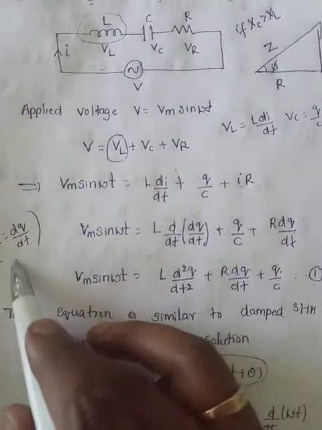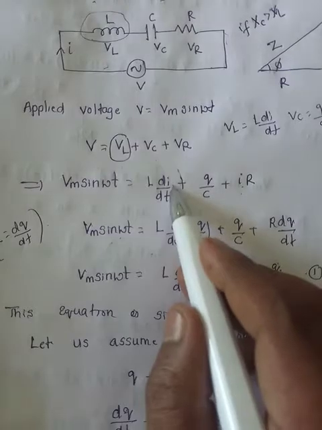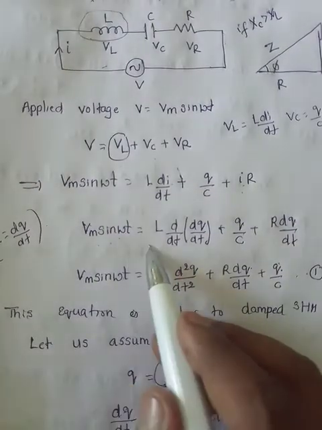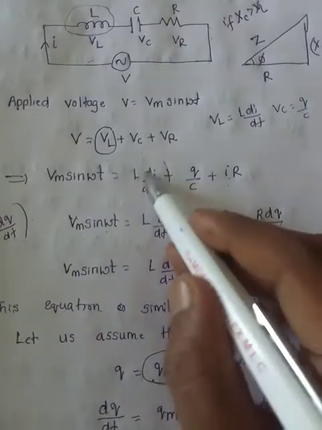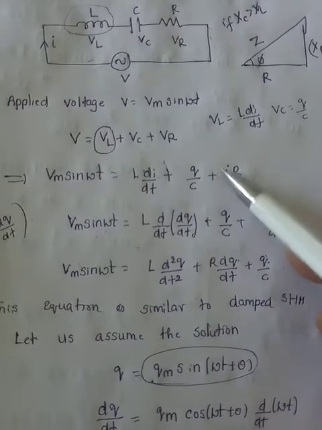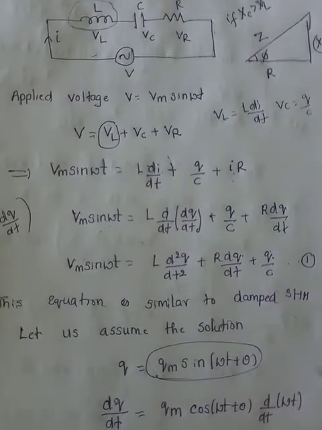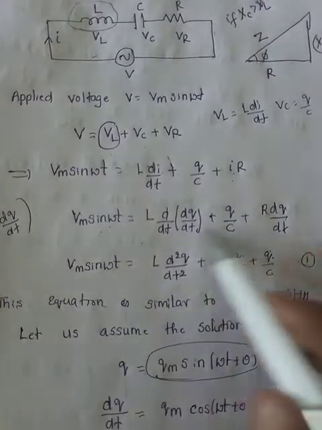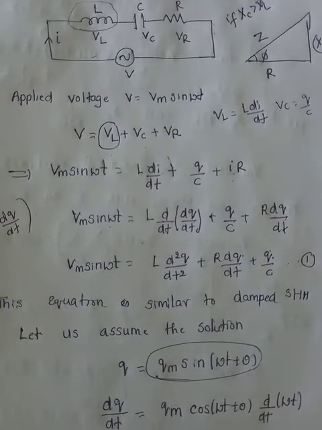As we know very well that I is equal to dq by dt, substitute the value here. Vm sin omega t is equal to L into d by dt of dq by dt plus q by C plus R into dq by dt. You get the equation L into d square q by dt square plus R into dq by dt plus q by C. This equation is very similar to the equation of damped motion under constant force.